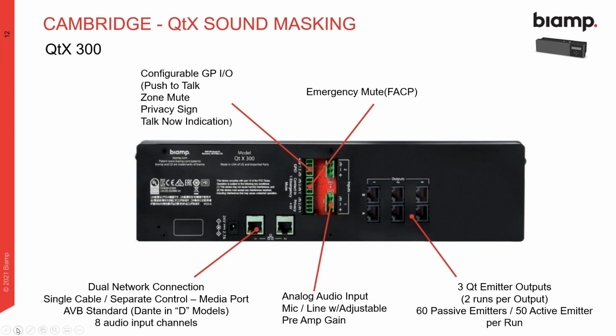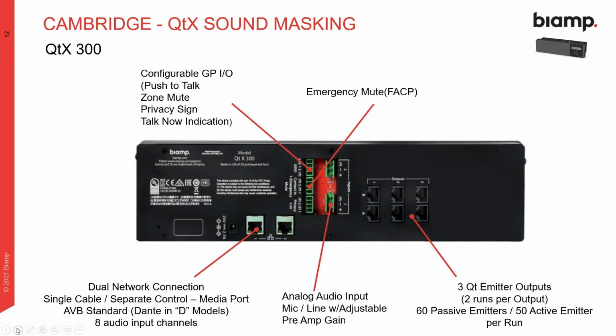This is the use case for that: when you're working on someone else's local area network, they probably don't want you to put the audio and media on their network. So you can put control on their network and build a separate network for media, or you can bring them together on one. All of these will have the dual network port.